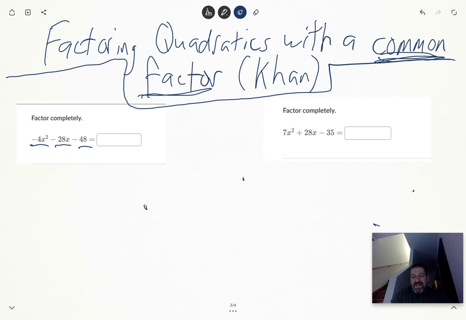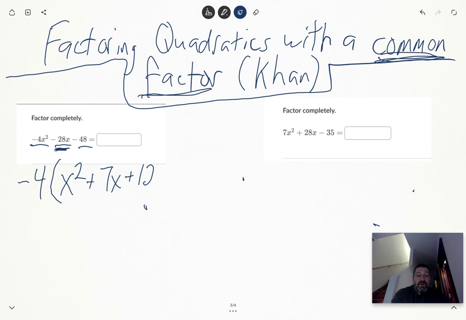Okay, so I can't really break this down until I take a common factor out. So what goes into all of those? Negative 4 goes into all three of those terms. So if I took a negative 4 out of the first term, that would leave us with an x squared. If I take a negative 4 out of this negative 28x, that would leave us with plus 7x. And if I take a negative 4 out of the negative 48, that would give us a plus 12.